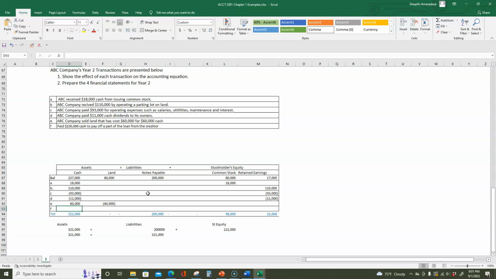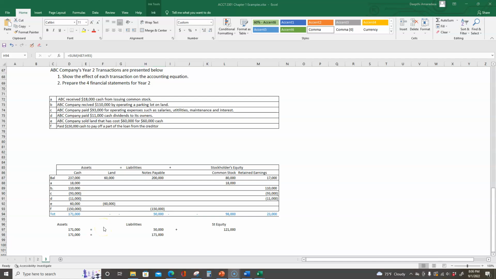So let's see how this affects the accounting equation. Our cash decreases by $150,000 because we paid cash. Once we pay $150,000, we don't have a $200,000 debt anymore. We have $150,000 less. So I'm going to decrease our notes payable by $150,000 as well. That keeps the accounting equation in balance. Assets decreased by 150,000, liabilities decreased by 150,000, nothing happened to stockholders' equity.